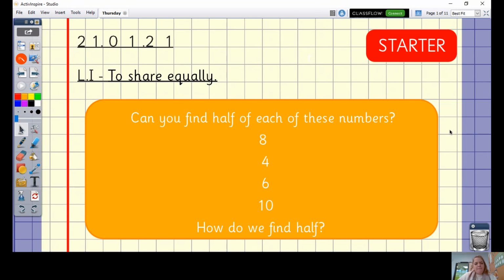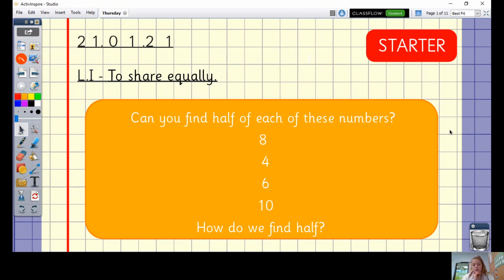Now, have a think about what that means to find half of a number. Okay, now this is quite new for us, but this is something I want you to have a little go at to see if you can find half. So the question is, can you find half of each of these numbers? We've got the number 8, 4, 6 and 10. And I wonder how we find half.